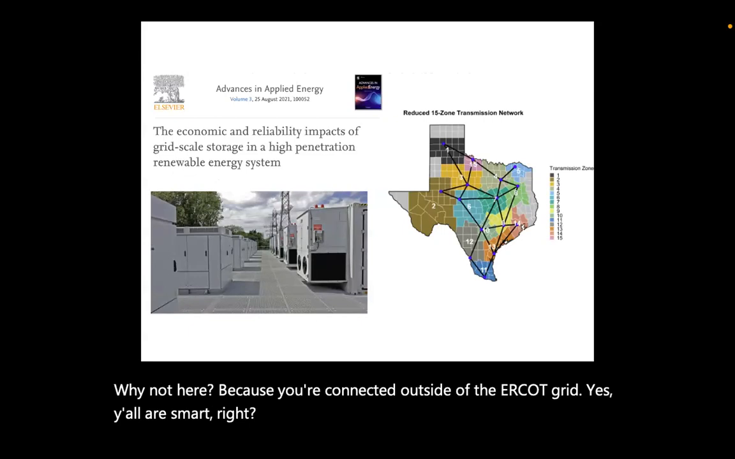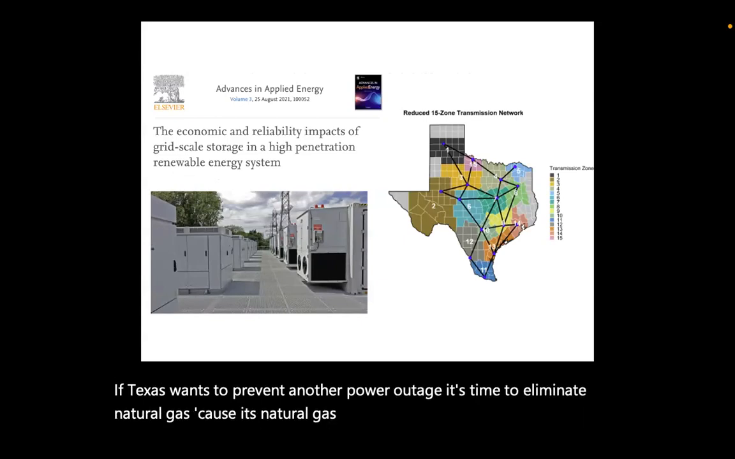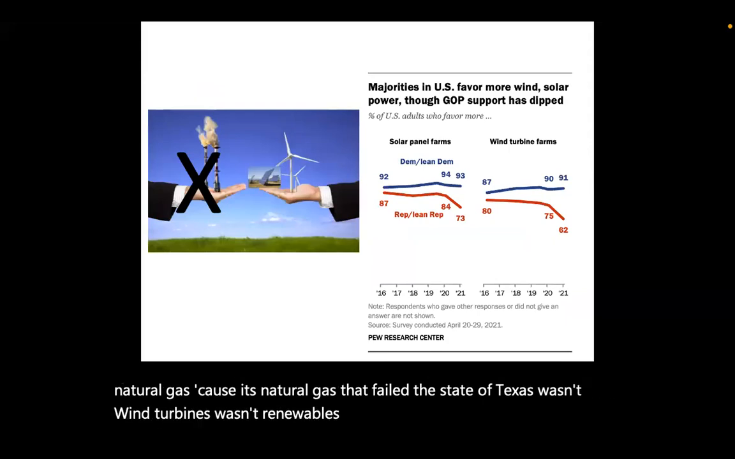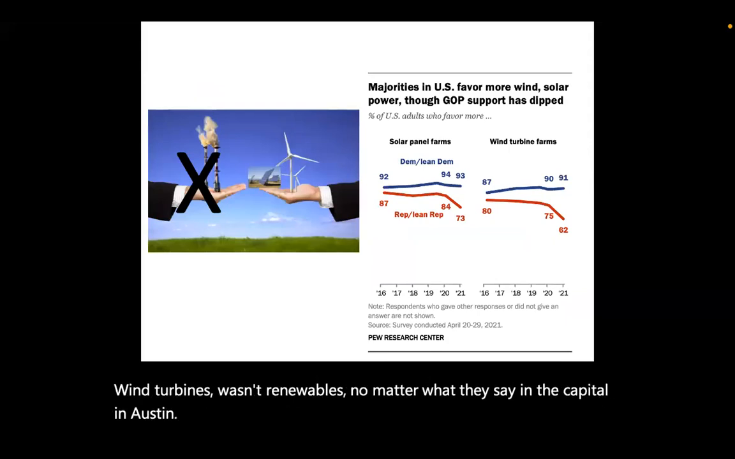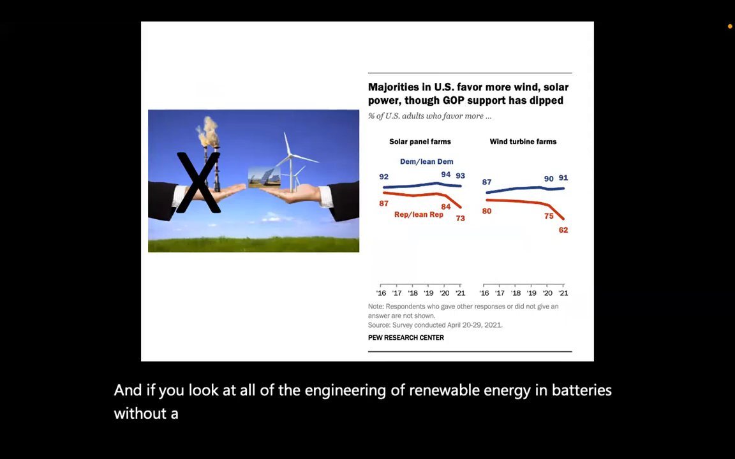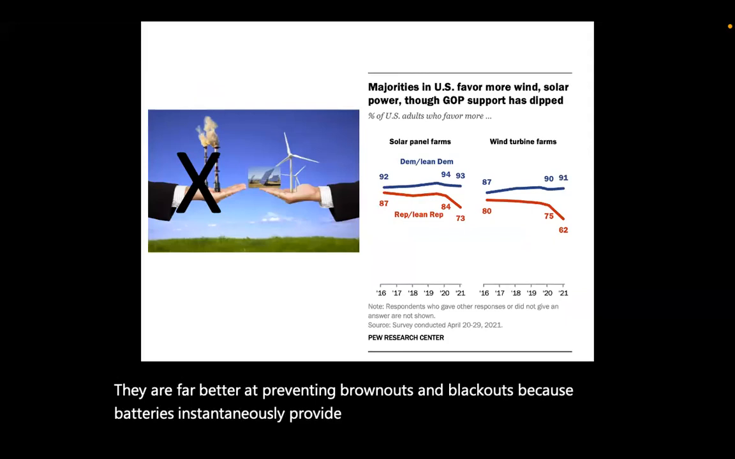If Texas wants to prevent another power outage, it's time to eliminate natural gas. Because it's natural gas that failed the state of Texas. It wasn't wind turbines. Wasn't renewables. No matter what they say in the Capitol in Austin. And if you look at all of the engineering of renewable energy and batteries, without a doubt, you have intuitive theories, oh, they can't be as good, they're better. They are far better at preventing brownouts and blackouts because batteries instantaneously provide power, instantaneously.